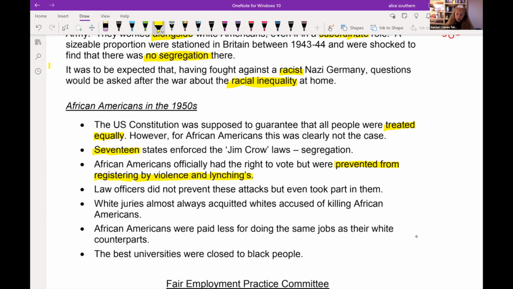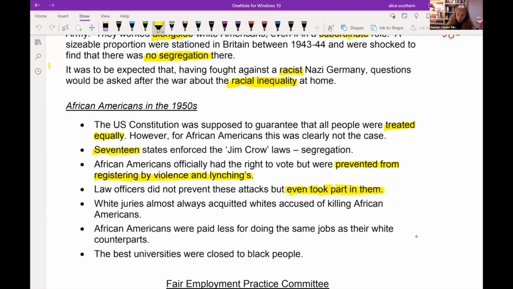So law officers did not prevent these attacks, but even took part in them. And this is why it's so difficult for African Americans, because a lot of the people, by no means all, who were in the KKK, the Ku Klux Klan, who were targeting these Black people, were lawyers, were police officers, were judges. So the powerful people were supporting the KKK. So really the Black people felt no protection under the law.